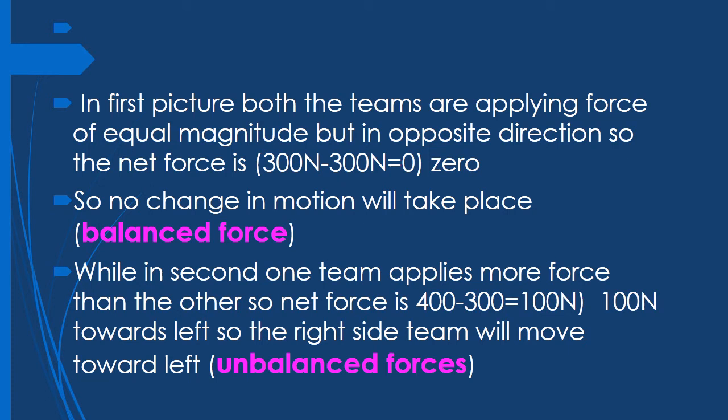While in the second one, you can see one team applies more force than the other. So the net force or the resultant force, which is again the difference of both the forces, 400 minus 300, that gives 100 Newton. So 100 Newton towards left. So the right side team will move towards left, and we say unbalanced forces are there on both the sides, and wherever there are unbalanced forces, there will be the change, right?